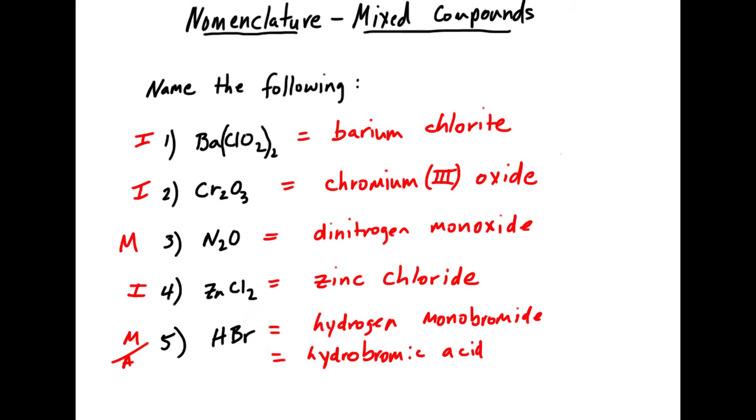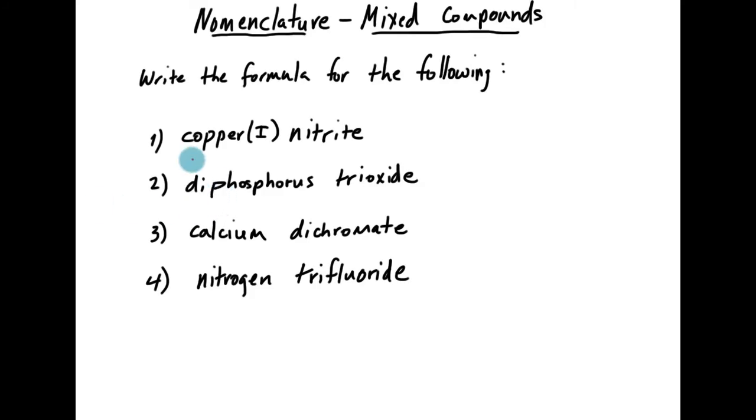All right, so if I go the opposite direction and I try to write the formulas from the names, I'm going to do the exact same thing, right? The first thing to do is identify whether this is ionic or molecular. If it's an acid, it's going to be pretty obvious because it'll say hydrobromic acid. It'll say it right in there. So first thing to do is identify whether it's ionic or molecular.